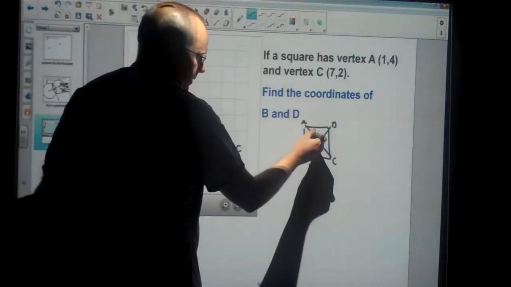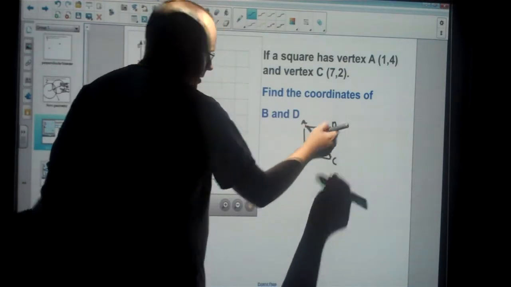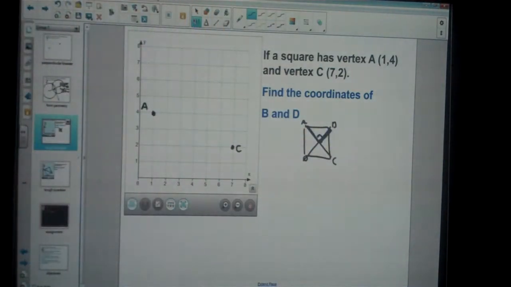So what I'm thinking is, if I can figure out the slope of this line, I should be able to work out the perpendicular slope, which should enable me to find B. Now, it's a little bit more in depth than that, because it's not just finding the slope, it's also finding the point that lies in that place as well.